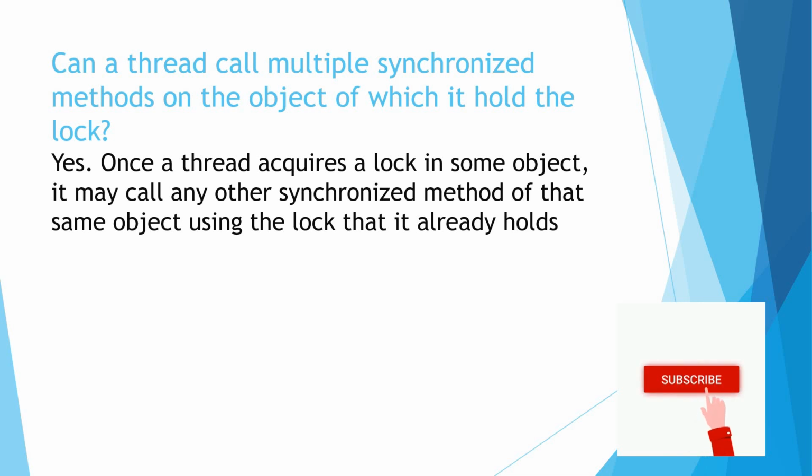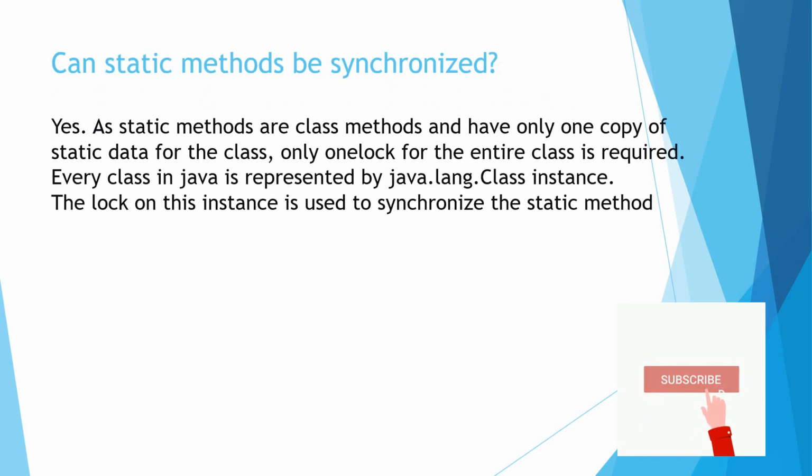Once a thread acquires a lock on some object, it may call any other synchronized method of that same object using the lock that it already holds. Can a static method be synchronized? Yes. As static methods are class methods and have only one copy of static data for the class, only one lock for the entire class is required.